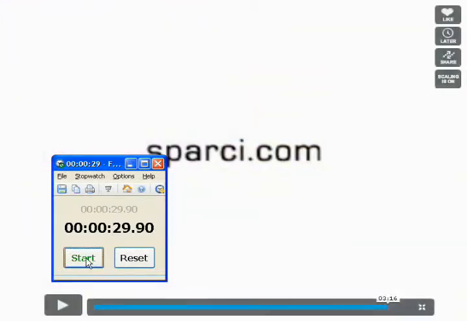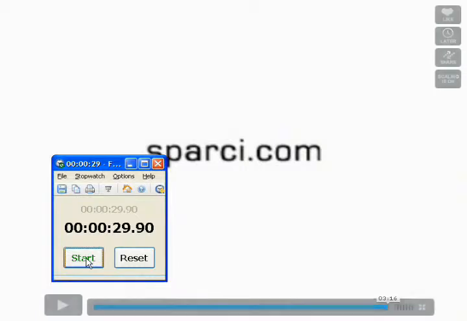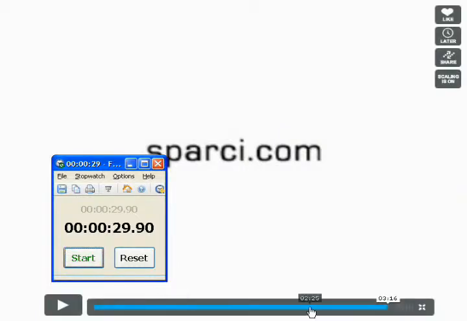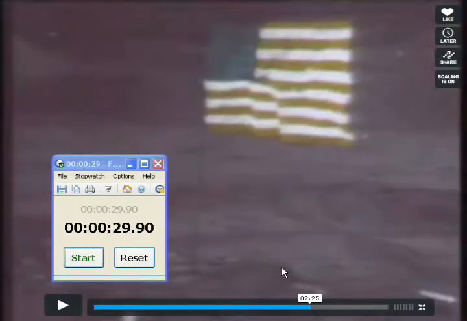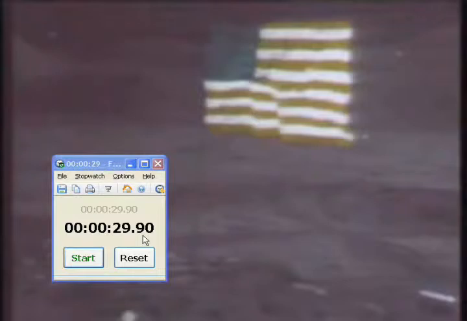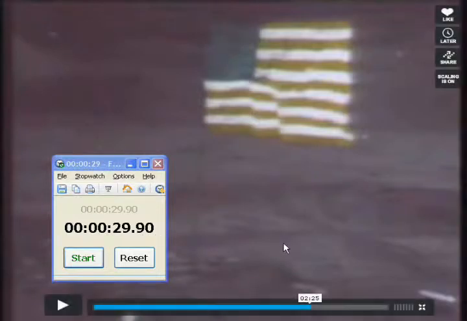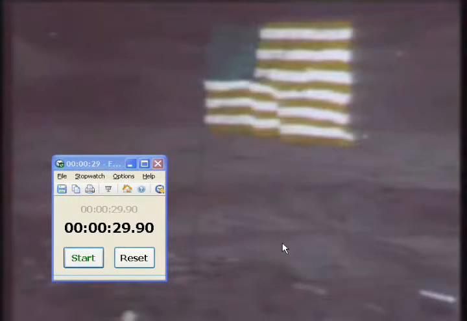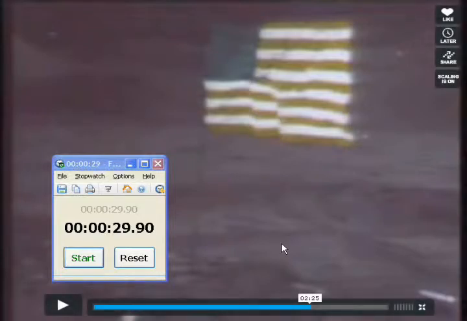So we can easily see here that we had 15 periods in almost exactly 30 seconds. So each period is 2 seconds. Remember that number, because I've done this a number of times and I always come up with 2 seconds, just about exactly.